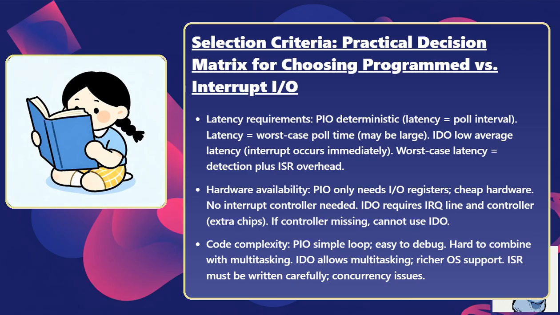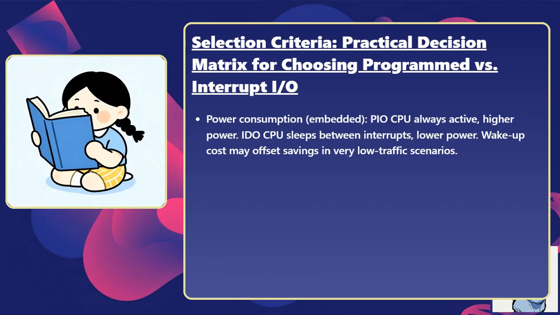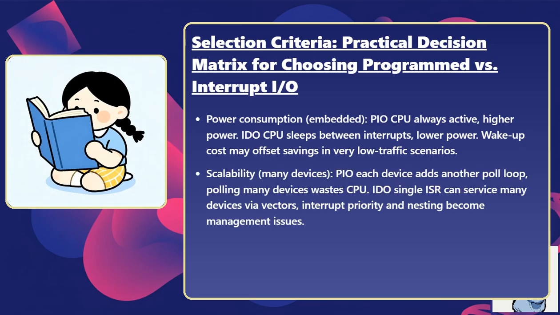Code complexity. PIO is a simple loop, easy to debug, but hard to combine with multitasking. IDO allows multitasking and richer OS support, but the ISR must be written carefully because of concurrency issues. Power consumption in embedded systems. PIO keeps the CPU always active, so higher power. IDO lets the CPU sleep between interrupts, lower power. Wake-up cost may offset savings in very low traffic scenarios. Scalability with many devices. With PIO each device adds another poll loop, and polling many devices wastes CPU. With IDO a single ISR can service many devices via vectors, though interrupt priority and nesting become management issues.